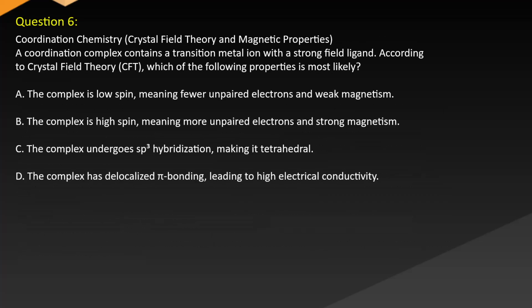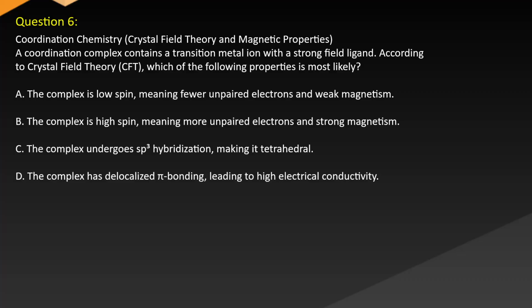Question 6. Coordination chemistry, crystal field theory and magnetic properties. A coordination complex contains a transition metal ion with a strong field ligand. According to crystal field theory, CFT, which of the following properties is most likely?